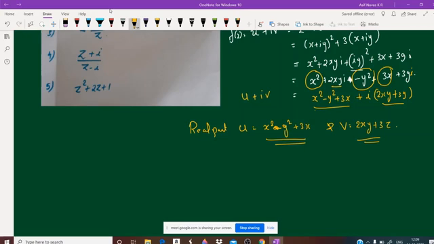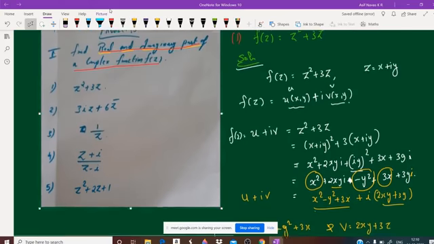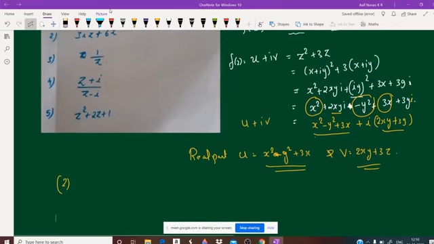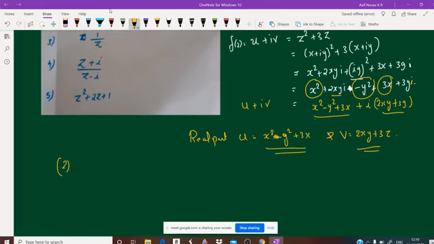So this is a very easy problem. Now I will do the third problem. The second one you can practice. Third, I will do the third problem. Find the real and imaginary part of 1 by z. f of z equal to 1 by z.